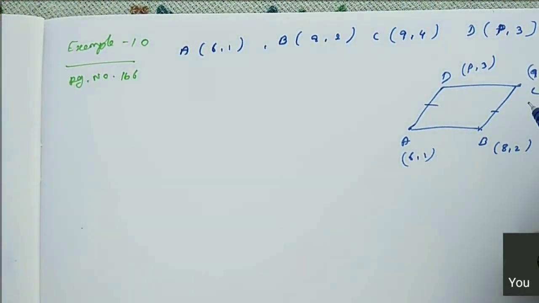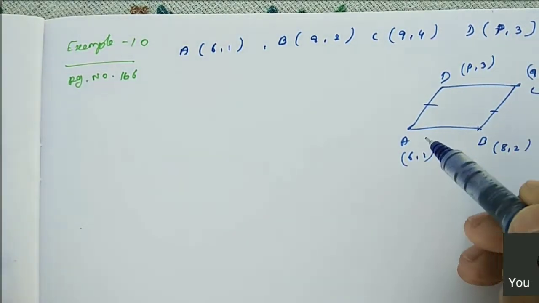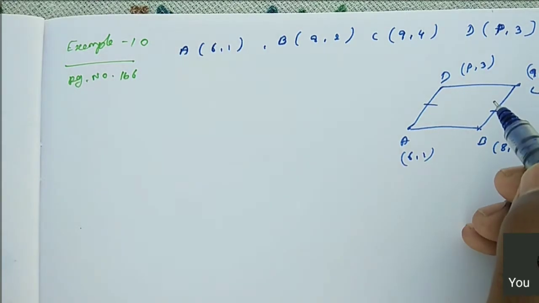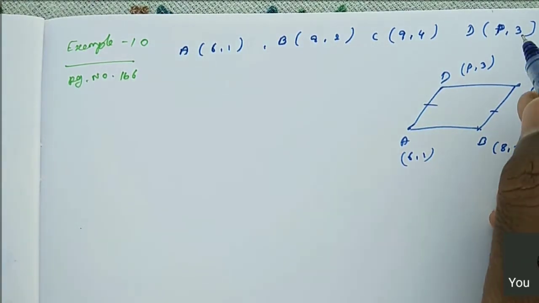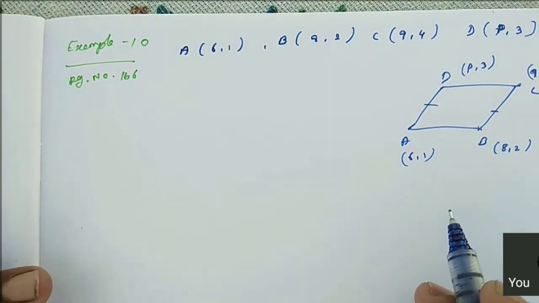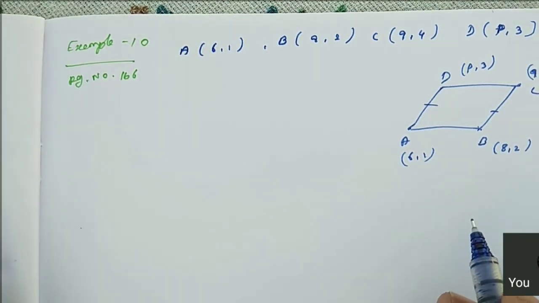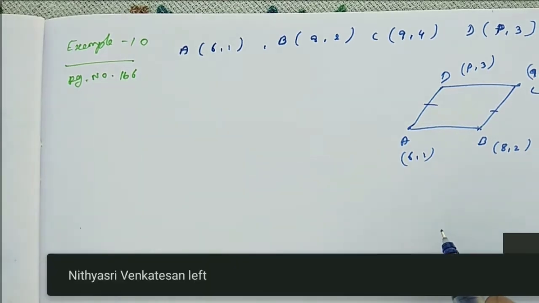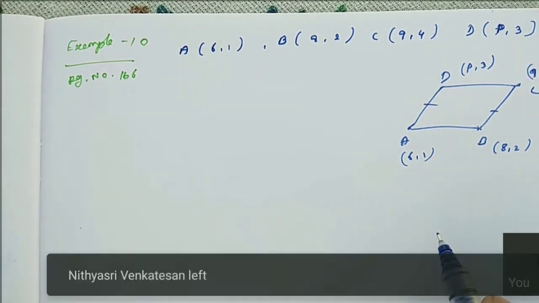So we just draw the parallelogram. Taking it in order means all the vertices should be in the same order, that is A, B, C, D. Now we can find the value of P. Here we know the section formula and the distance formula, so we can go with either one. What are we supposed to do?